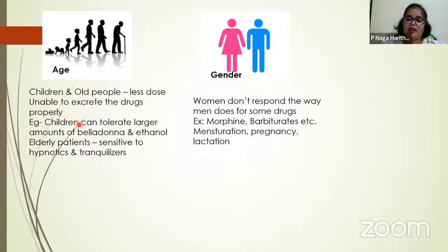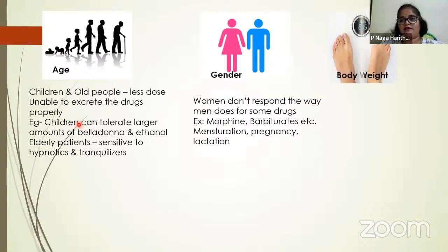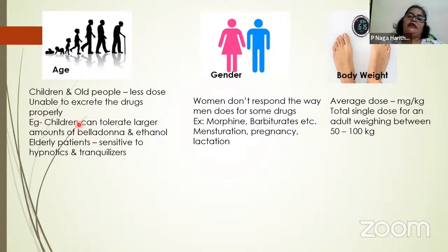And then the third factor that we have is body weight. This could be a very common factor which you would consider while giving medication, because generally the average dose will be given as mg per kg. That means 2 mg per kg. If you are weighing about 50 kgs, then how many mg do you have to take? 100 mg of the drug has to be taken.